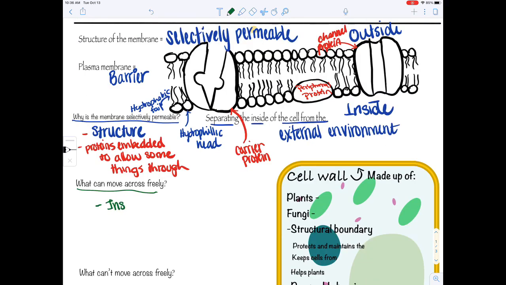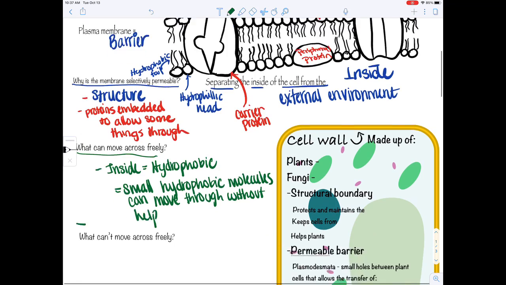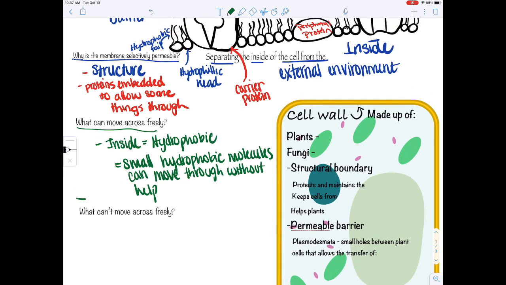So what can move across the membrane freely? So we know that the inside is hydrophobic. That means that small hydrophobic molecules, that would mean that they are also non-polar, are going to be able to move through without any additional help. Now, another component though that you do need to understand is that there are some small polar molecules that are hydrophilic that are able to move through the membrane. However, it is in small amounts.